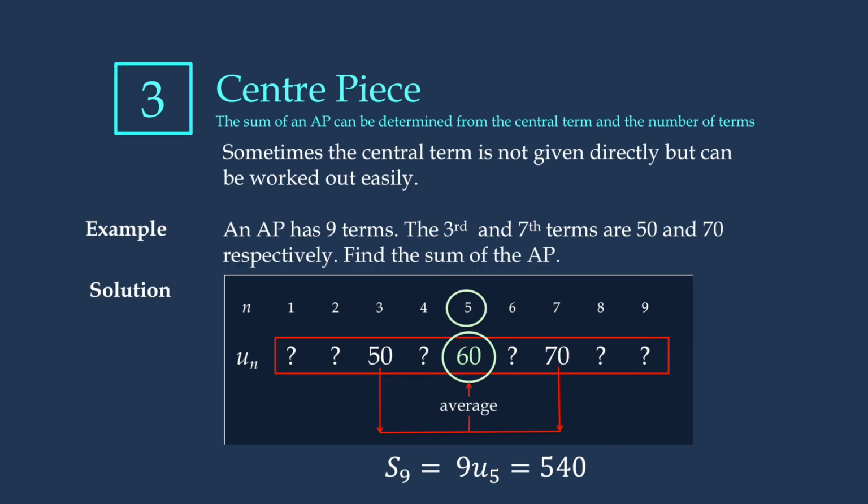If the central term is not given, it can sometimes be worked out easily from the information provided. One example is where two terms are provided which are positioned symmetrically about the central term. For instance, if an AP has 9 terms, the central term is the fifth term. The value of this term is the average of the fourth and sixth terms. It is also the average of the third and seventh terms, as in the example shown. This average is 60, so the sum of the 9 terms is 540.